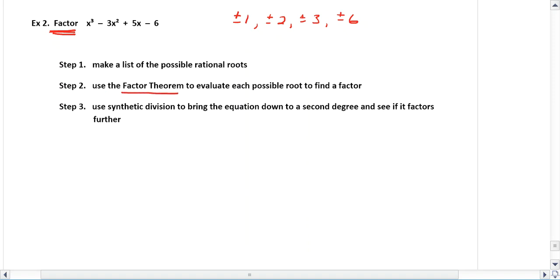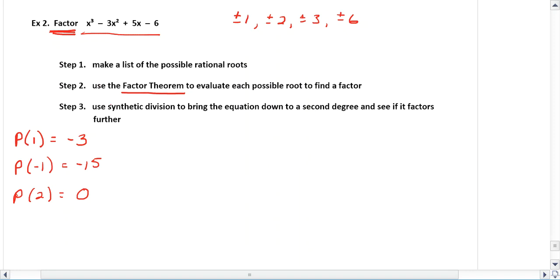Now we're going to use this factor theorem to see which ones of these work. Remember, the factor theorem says if we plug it in and we get a value of 0, that means it's a root. So let's start plugging these in. And when I plugged in a 1 to this polynomial, we got a -3, so that didn't work. We tried a -1, that gave us a -15, that didn't work. But when we plug in a 2 and we do the math, we get 0. That means 2 is a root here.